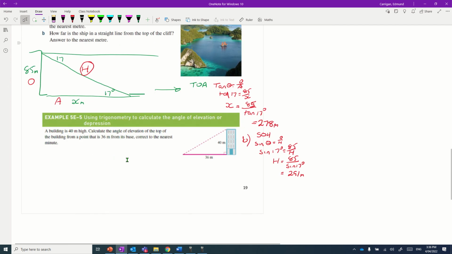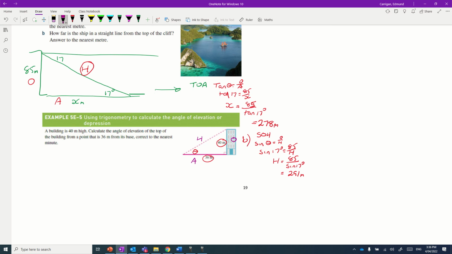A building is 40 meters high. Calculate the angle of elevation to the top of the building from a point that is 36 meters from its base, correct to the nearest minute. So we're after this angle here, theta. So if we label them, we'll see, as predicted, that our problem is going to be a TOA. So we're going to use TOA to find that angle.